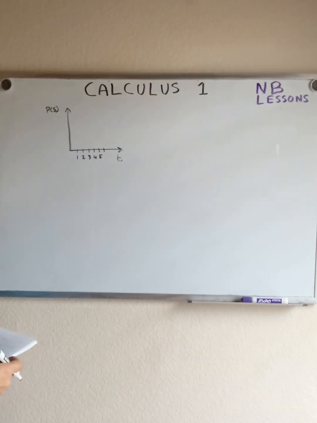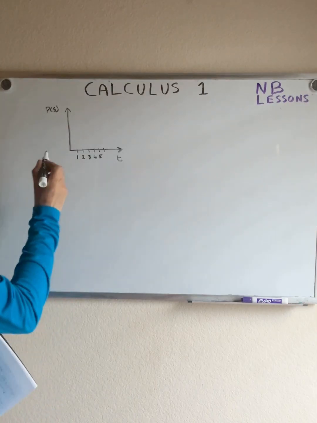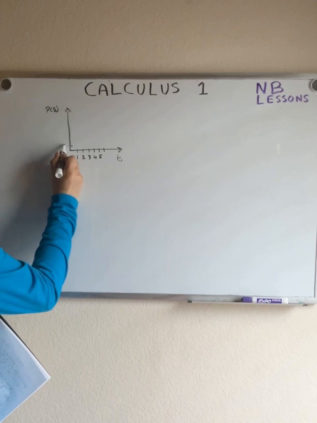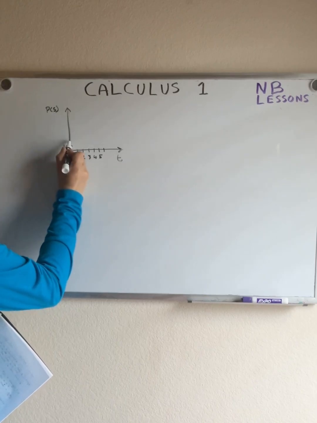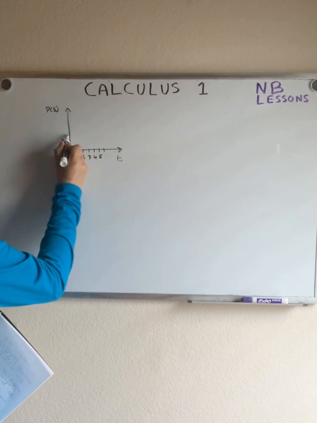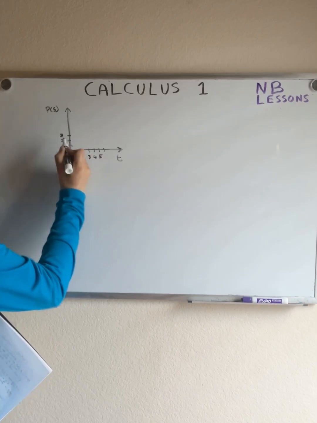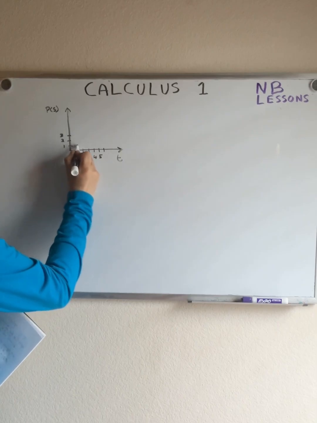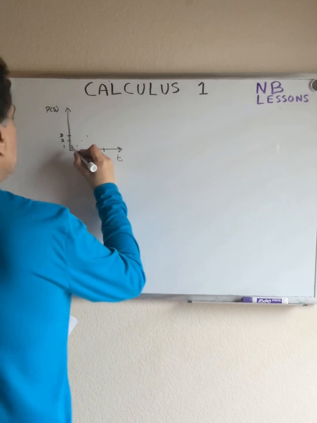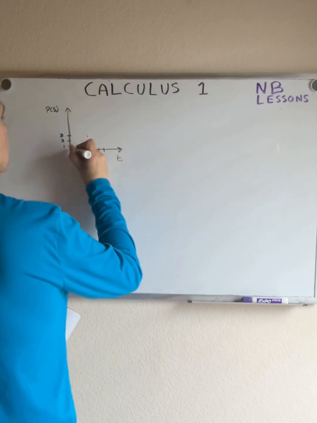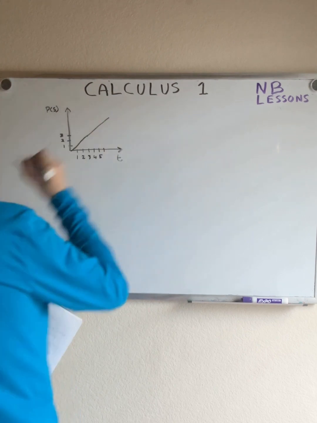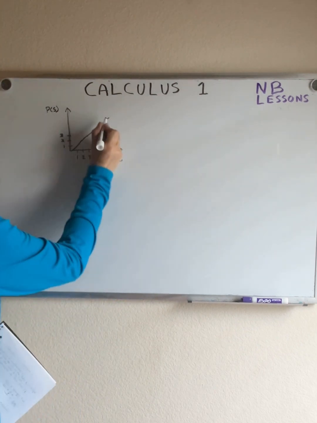So now, let's say in 1 second, you move 1 foot. In 2 seconds, you move 2 feet. In 3 seconds, you move 3 feet. Okay? So then, if I plot this graph right here, this graph is going to be a straight line like this. All right? So this is going to be a straight line.